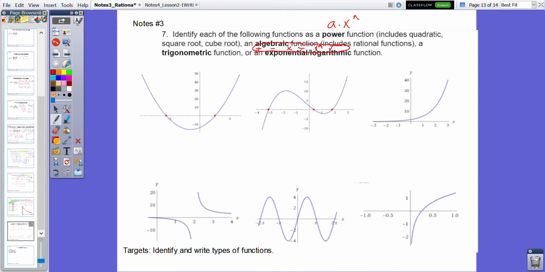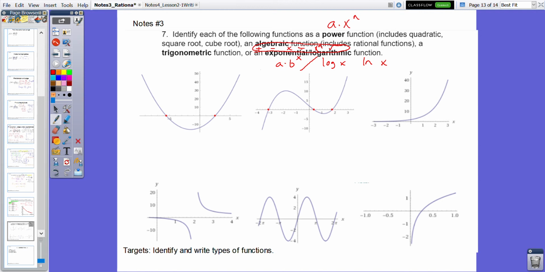Trig functions, those are periodic, they increase and decrease periodically, and they follow a certain pattern. And then exponential or logarithmic is something that looks like this. It's either a times some other number to the x power, or in the case of a logarithmic, it could be log of some number x, like this, or even natural log of x. These two are related just like power functions and root functions are related.